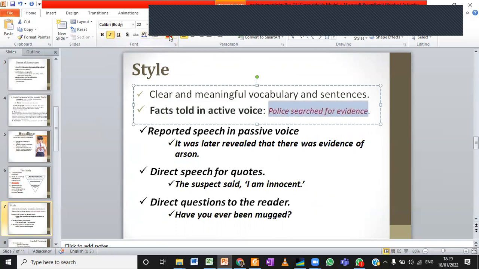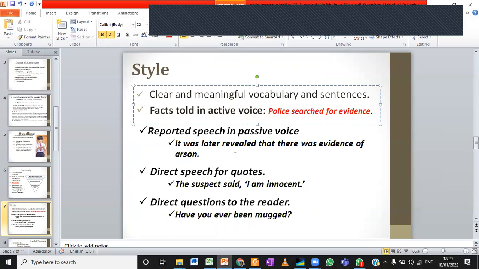Active voice. Yes. Good. So when the subject begins the sentence. If you want to use facts in an article, use active voice. The police searched for the evidence, not the evidence was searched for by the police. Do you get that? You just have to be direct.